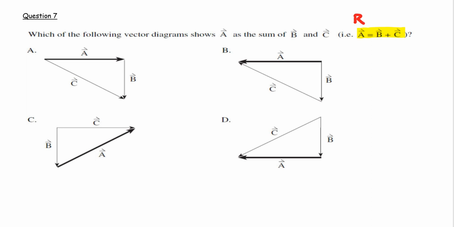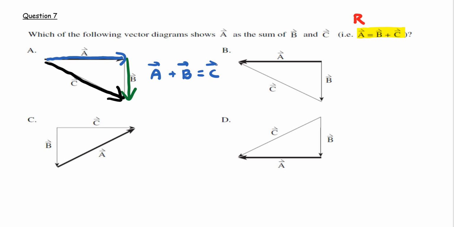If I look at option A, we're going in this direction, and then we're adding the B vector like that, and then our resultant vector is here in black there. So in diagram A, this is really vector A plus vector B equals vector C. Okay, so that diagram represents that, which is not what we're looking for. So we move on to the next one.